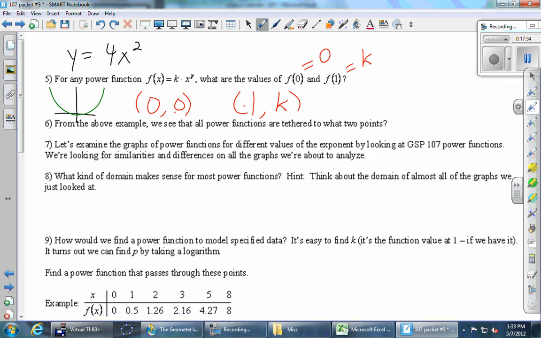And if you plug 1 in, what do you get? Plug 1 into that guy, we get 4, don't we? We got this point over here, (1, 4), along with the origin over there. If you made it 5x squared, what would happen to that point? Shift up, (1, 5).